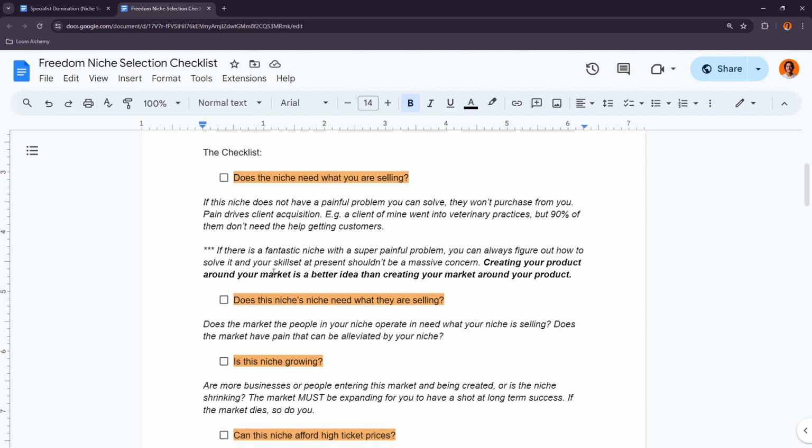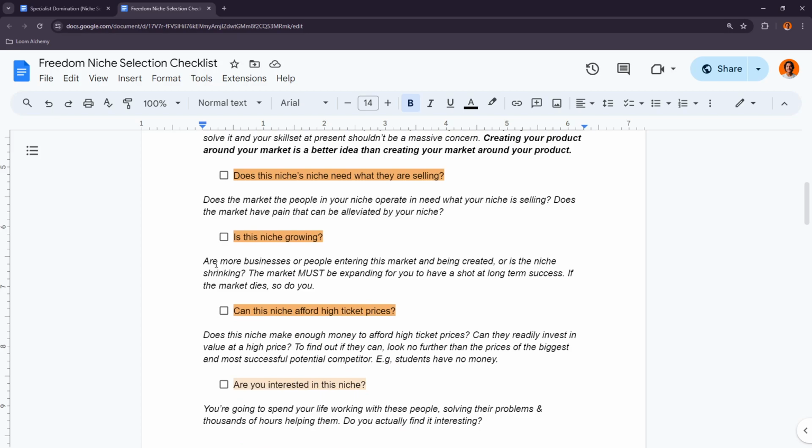Now the next thing is, is the niche growing? Are more businesses or people entering this market and being created, or is this niche shrinking? For example, the newspaper industry is shrinking by like 20% every single year. You don't want to be in that position. Or for example, commercial real estate is also shrinking. So you don't want to get into those niches, because the market must be expanding for you to have a shot at long term success, because if the market dies, so do you. Without the ecosystem, the organisms cannot survive.